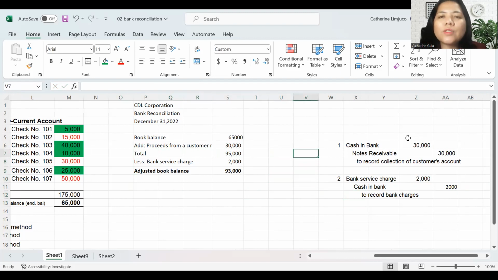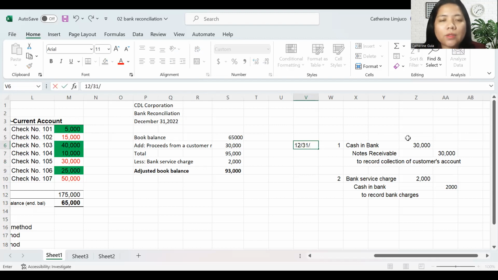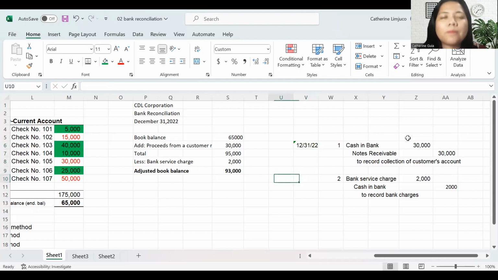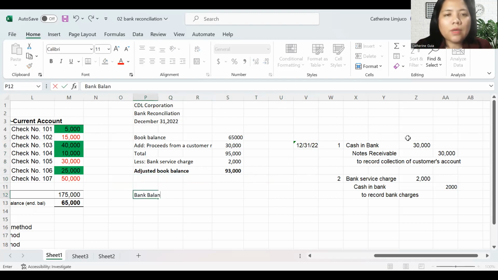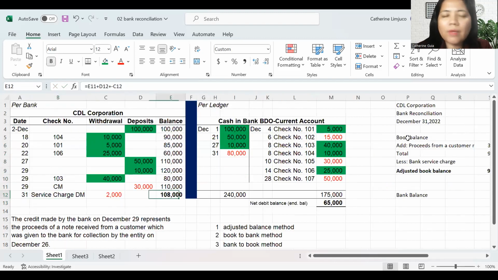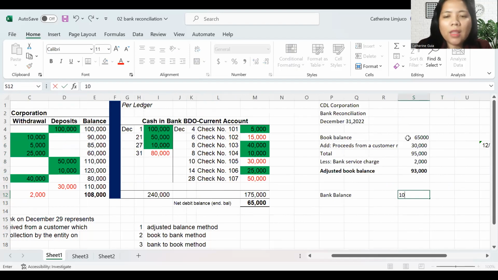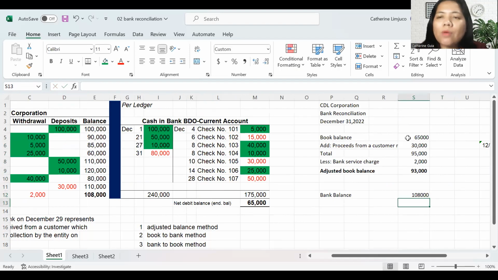Okay, what will be the date for this one? Since this is the end of the period, this is December 31, 2022. Okay, how about the bank balance? For the bank balance, we will just get the balance as reflected in our bank statement, the ending balance of 108,000. Okay, what will be the reconciling items of the bank balance here?